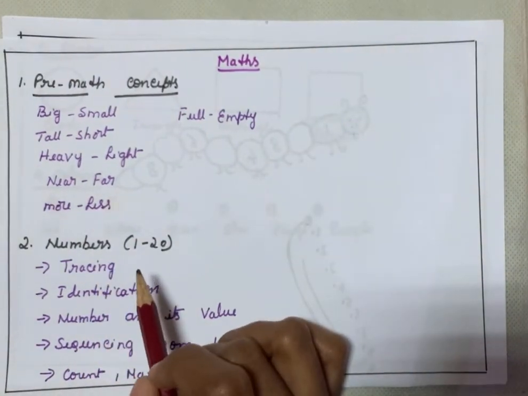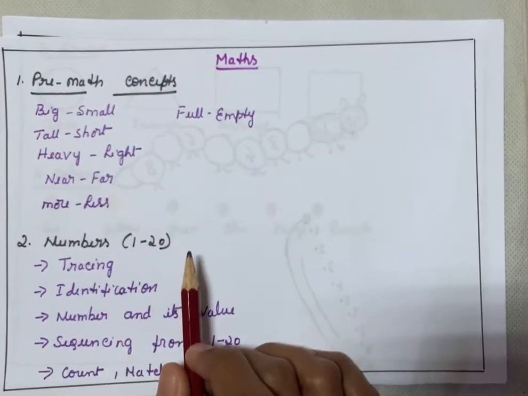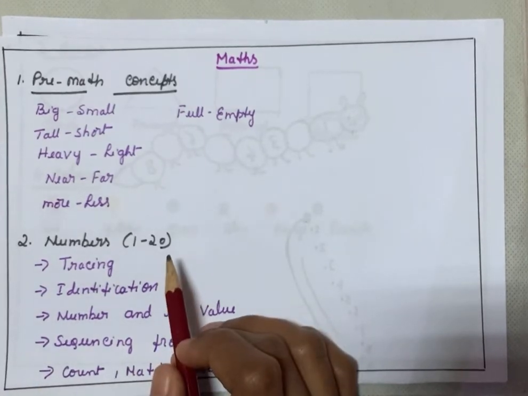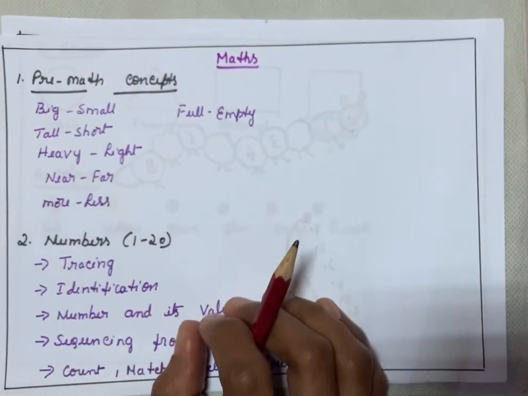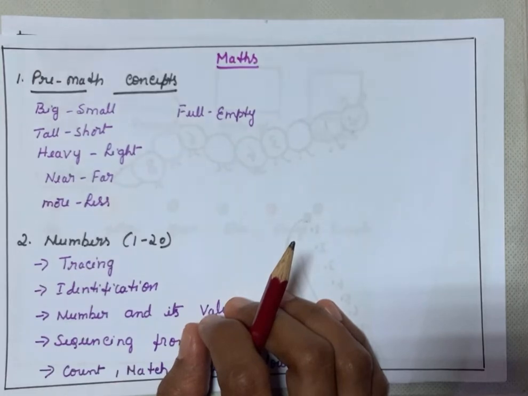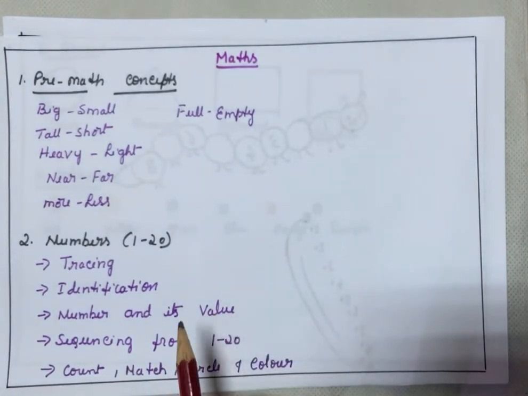Next comes the numbers. You can teach your kids 1 to 20 numbers. First teach them to identify with the help of flashcards, and once they have learned to identify, you can teach them to write using the tracing method.